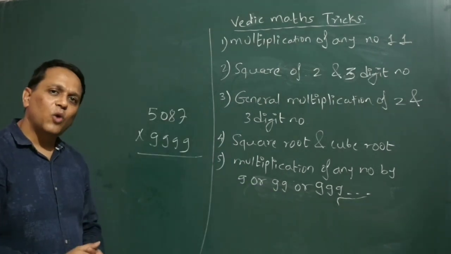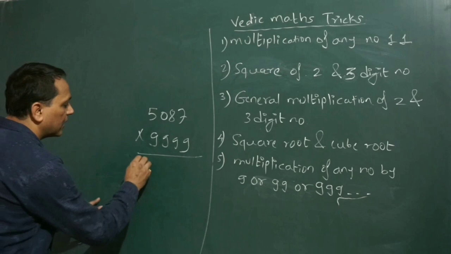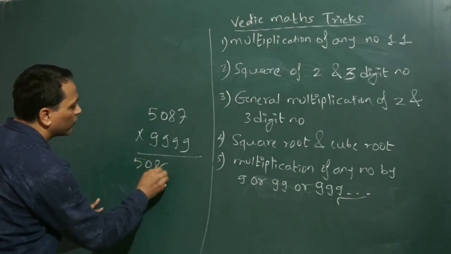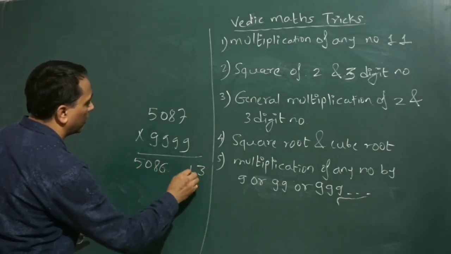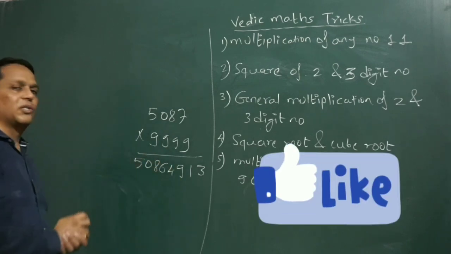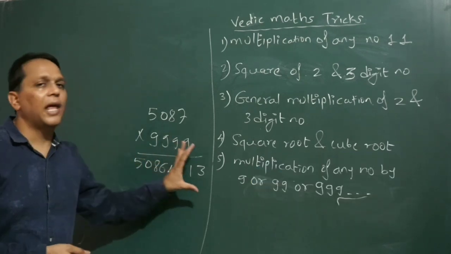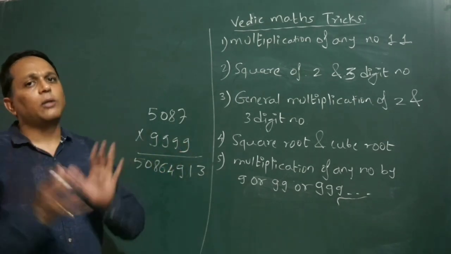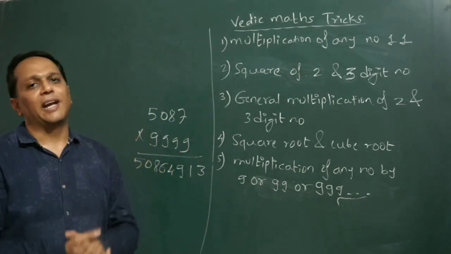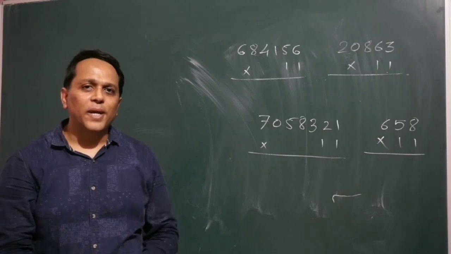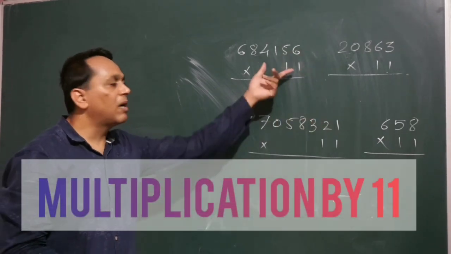For example, if you are multiplying these two numbers, the answer is going to be this. The answer is found in less than 5 seconds and in one line. So I would request all to see the video till the end. Let's move on to our first topic, multiplication of any number by 11.